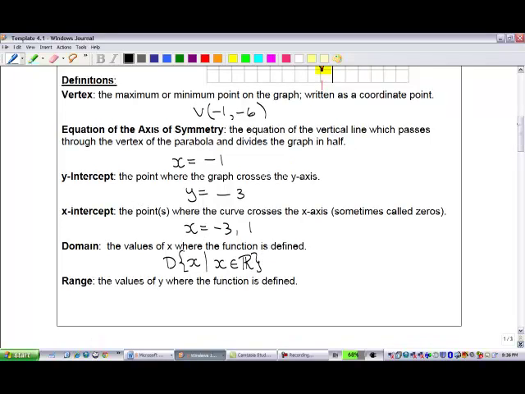Finally, the range. The range has to do with y here, and in this case, the range has to do with the location of the vertex. So we have a vertex at negative 1, negative 6. So it's all the y values which are greater than or equal to negative 6. So there's the range.